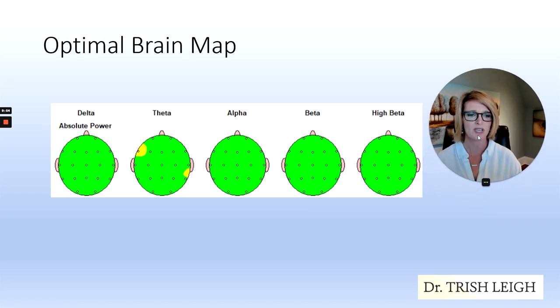Okay, so before we keep going and I show you some of those graphs, I want to show you what the optimal brain performance pattern looks like on EEG. It's called QEEG, quantitative electroencephalogram. It's the way that I can measure how a person's brain is performing.